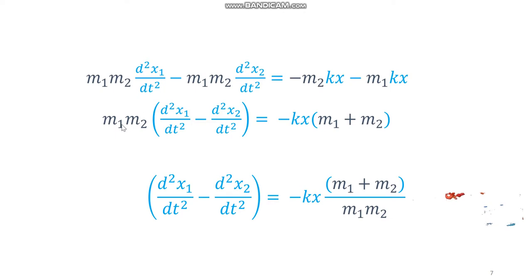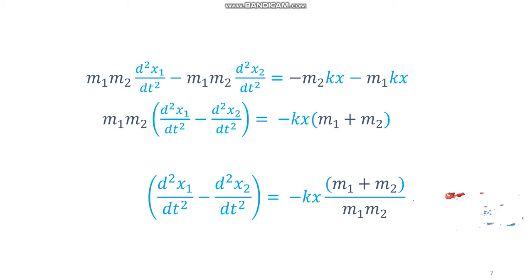The next step is a mathematical simplification. m1 m2 is a common factor. If you take it, we get d square x1 by dt square minus d square x2 by dt square is equal to minus kx. If you take the common factor, we are left with m1 plus m2 in the bracket. The next is a rearrangement. These two steps are rearrangements. Straight away you can write them down with practice.